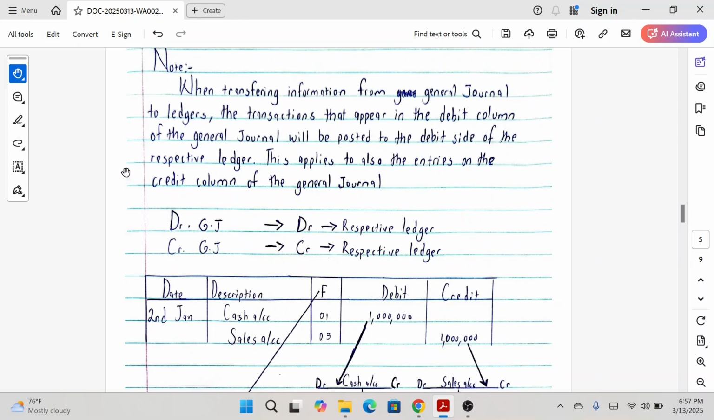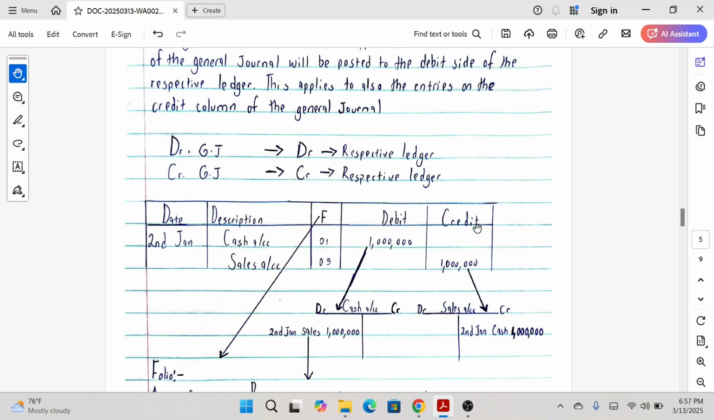The transactions that appear in the debit column of the journal will be posted to the debit side of the respective ledger. This applies also to the entries on the credit column of the general journal. So when you come here on the credit side, what appears on the credit side of the general journal must also appear on the credit side of the T account of that respective ledger. So I'm going to be using the T account. I may not choose ledger because this is in the form of a T. It can easily relate to what I'm trying to say.